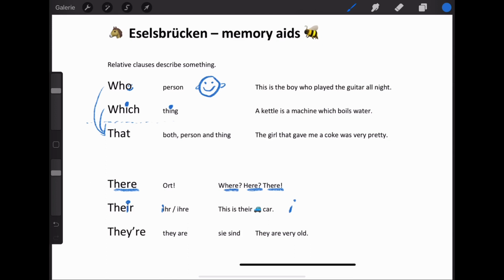Sie sind, they are very old. So I hope those memory aids helped you a little bit to write better texts. Try to remember them, try to keep those memory aids in mind and be as clever as the donkey that never walks through the water but uses the bridge.